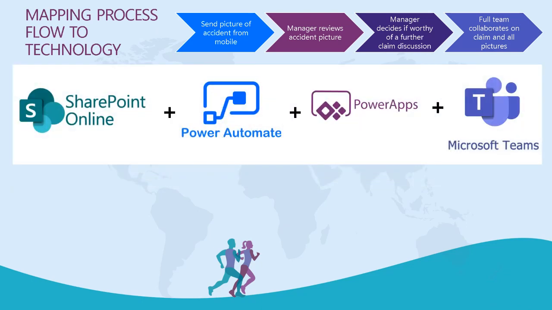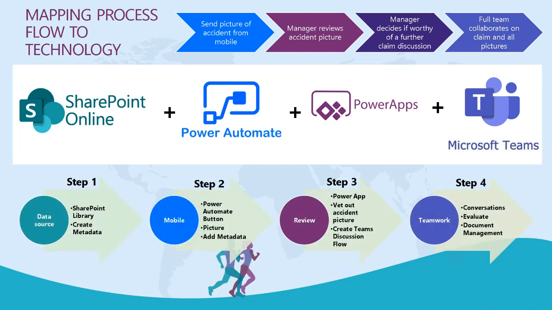The technologies where this is all going to happen, we talked about in the previous slides. It's going to be SharePoint Online, Power Automate, Power Apps, and Microsoft Teams. So what are the steps we're going to do? So the first step is to create our data source. So what we're going to do is create a library in Microsoft SharePoint that's attached to our Microsoft team and create the metadata we want to track for our accident that needs to be sent to our manager and sent to our database for all the information about the customer and the accident. Obviously, we're not going to track the full amount, but we'll do a subset of it.